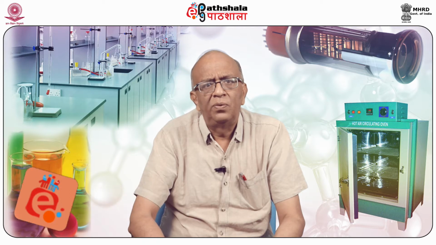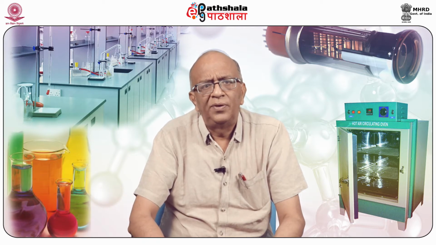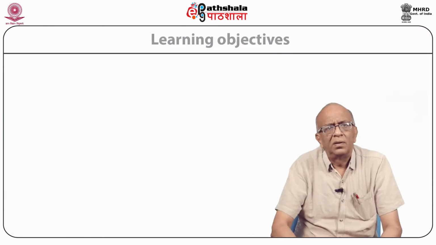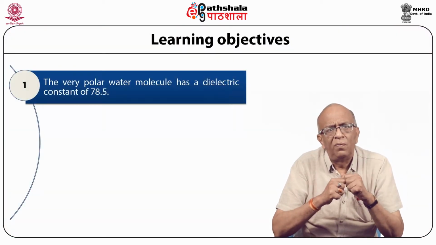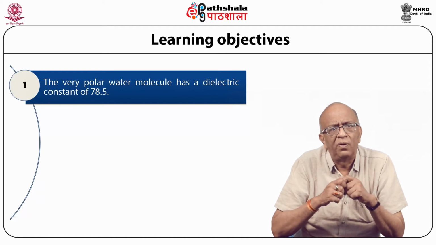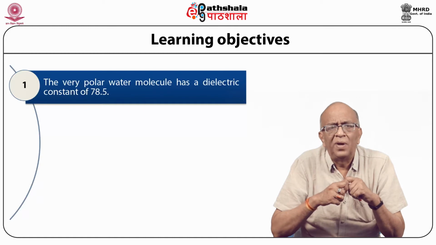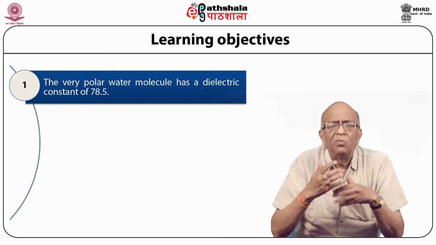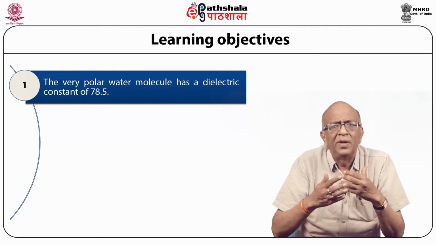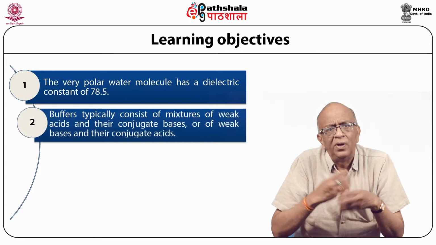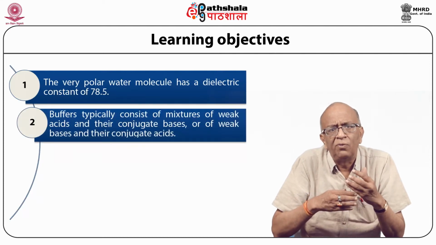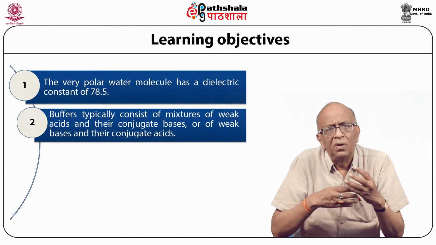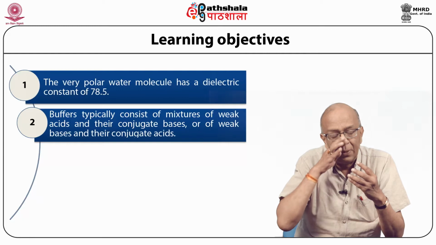Today we are going to discuss the module acids, bases and their salts and complexes from the paper Fundamentals of Analytical Chemistry. The very polar water molecule has a dielectric constant of 78.5. That is why water is considered a universal solvent, because it has a very high dielectric constant.